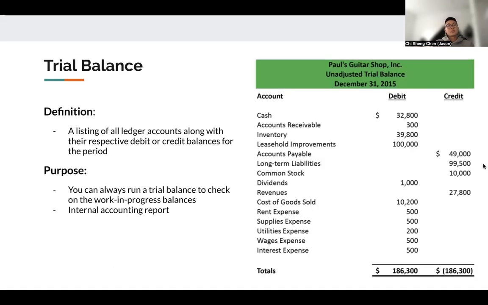So this is the example of a trial balance. As you can see, I've also included an example of Paul's Guitar Shop trial balance sheet. The definition of a trial balance is a listing of all ledger accounts along with their respective debit or credit balances for the period. The purpose of a trial balance is that you can always run a trial balance to check your work in progress balance. And this is only for internal accounting reports.